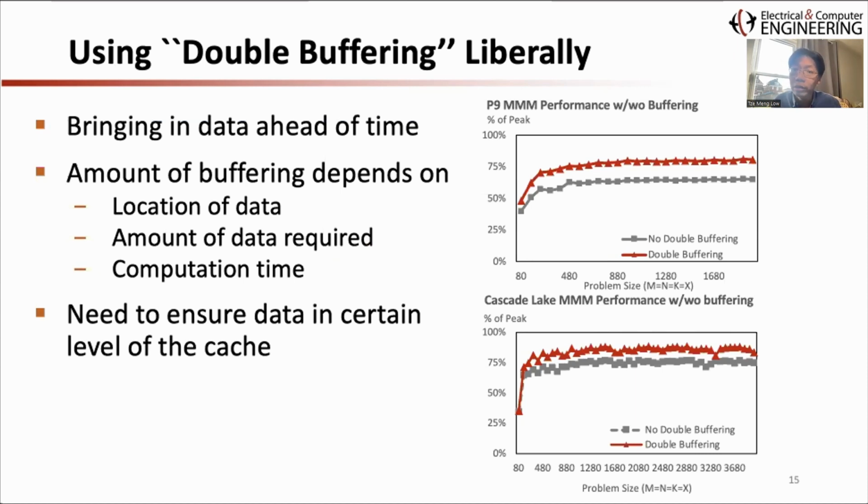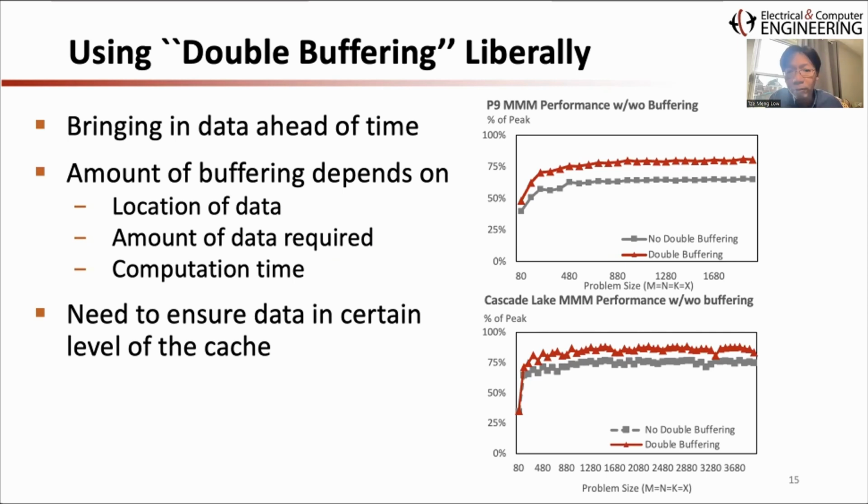So remember, one of the key things about data orchestration is making sure that the data reaches the functional unit just in time. And for this, we use double buffering very liberally. I use the word double buffering, even though we may not often create a secondary buffer. Essentially, the whole idea about double buffering, and I put that in inverted quotes, is about how we bring in data ahead of time, issuing the loads early enough such that there is sufficient time for the data to percolate through the memory hierarchy into the register so that we can compute with it.